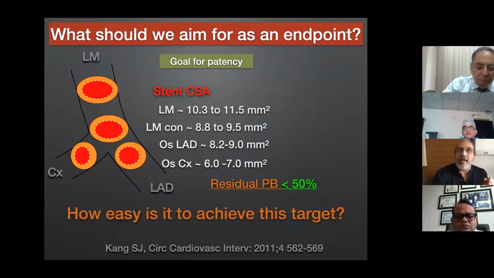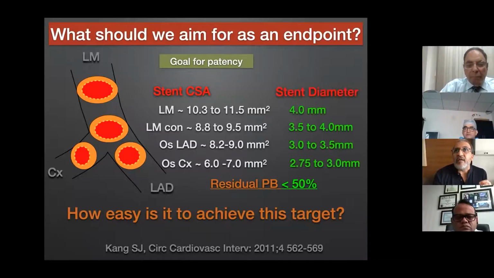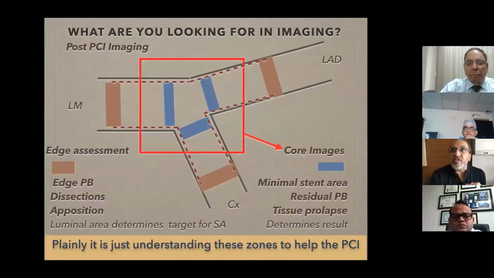And I think the Kang article shows that if you have to get it right, you have to get a fairly large stent, and for that you need to have a fully expanded 3.0 in the circumflex, 3.5 in the LAD, a 4.0 in the confluence, and a 4 or 4 plus in the left main with a residual plaque burden of less than 50%. How easy is it to achieve this? Well, it is difficult, and I'm going to show you how.